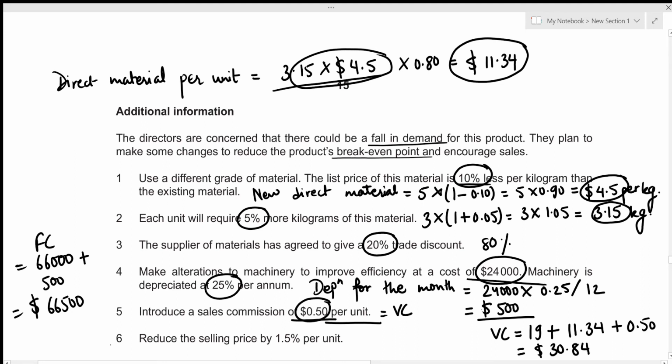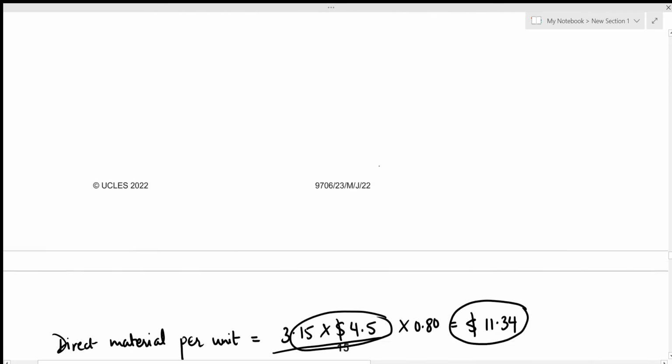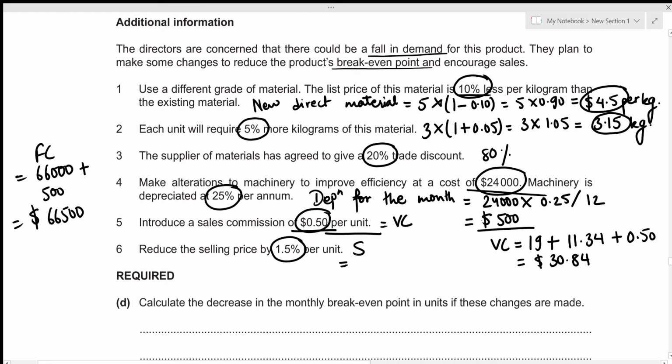Now for the sixth one, we are given that the selling price is to be reduced by 1.5% per unit. Okay, then let's have a look at the previous selling price. We know that selling price per unit previously was 48. Now we need to reduce it by 1.5%. So that's just going to be 48 times 1 minus the percentage. That's 1.5, so we can just write it down as 0.015. So this gives our new selling price to be 48 times 1 minus 0.015, which is 47.28.